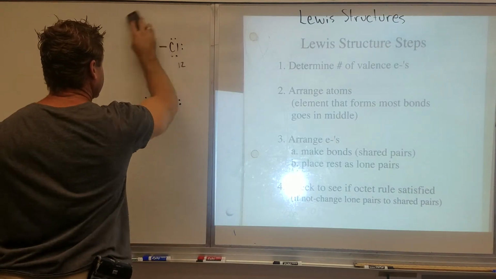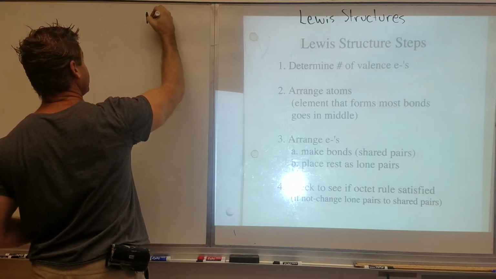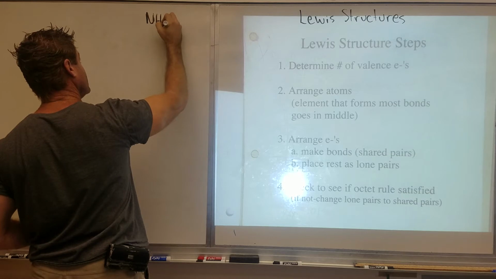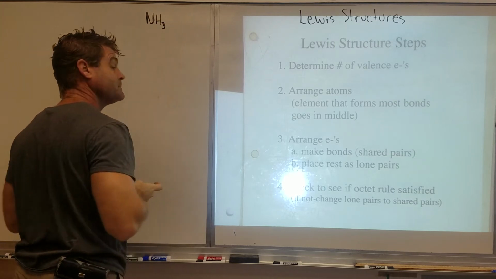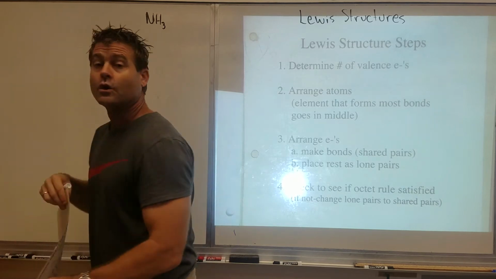Okay, hopefully you guys got that down. Let's do ammonia. Ammonia is what you might have as a cleaner at home. We're going to do ammonia. Okay, so here's ammonia. Once again, we have to find the total number of valence electrons.